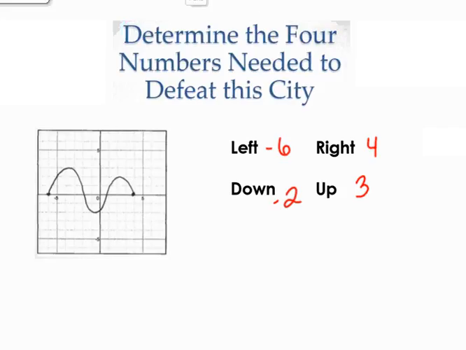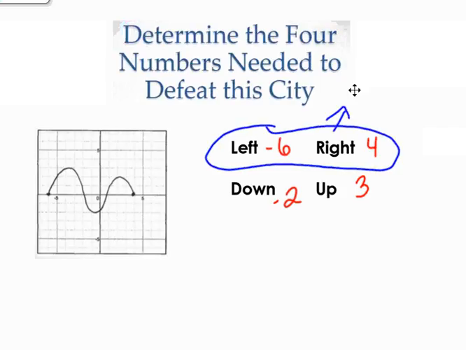So domain, make sure to make a note of this, these 2 numbers are how we find your domain. Because domain is x values. So from this -6 to this 4 is where I have a function sitting. It sits from -6 to 4. So there's a couple different ways to write that. The first way would be a compound inequality. -6 is less than or equal to all my x values is less than or equal to 4.